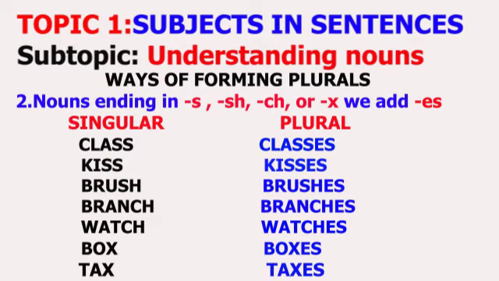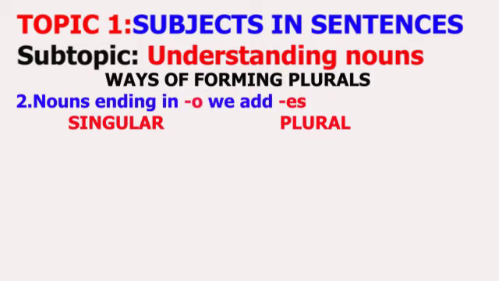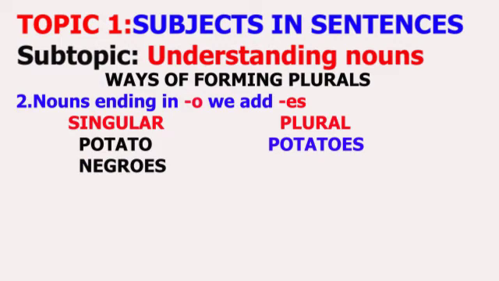Okay, but we have these words that are ending in o. All those words that end in o, we form plural also by adding es. For example, the word potato. It is ending in the letter o, so we add es and we form potatoes. The word, for example, negro, also ends in o, so we add es and it becomes negroes. The word mango becomes mangoes.